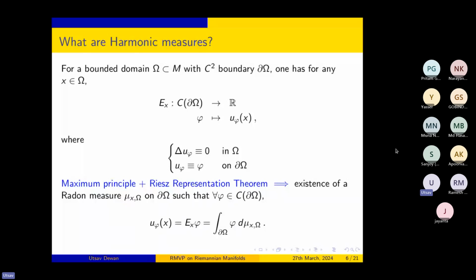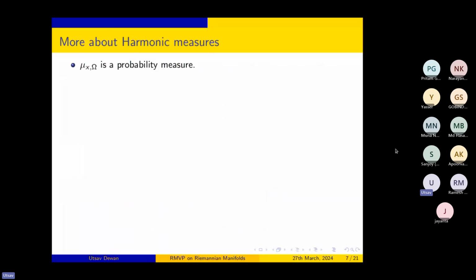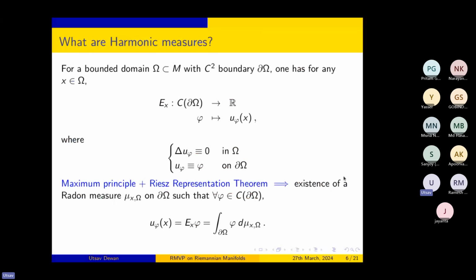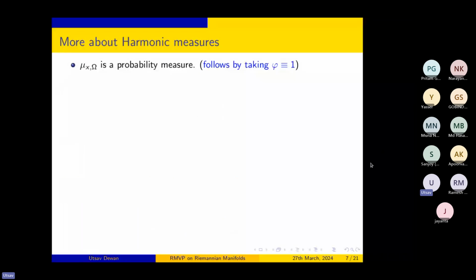So let us look at more properties of the harmonic measures. These are probability measures, which is very easy to see. You just put the boundary condition phi identically 1. Then the right hand side is the total mass of this harmonic measure. And what is the left hand side? If you look at the constant 1 function, its harmonic extension will be the constant 1 function again. So the left side will be 1, and the total mass of these measures will be 1. So these are probability measures. It's as simple as that.